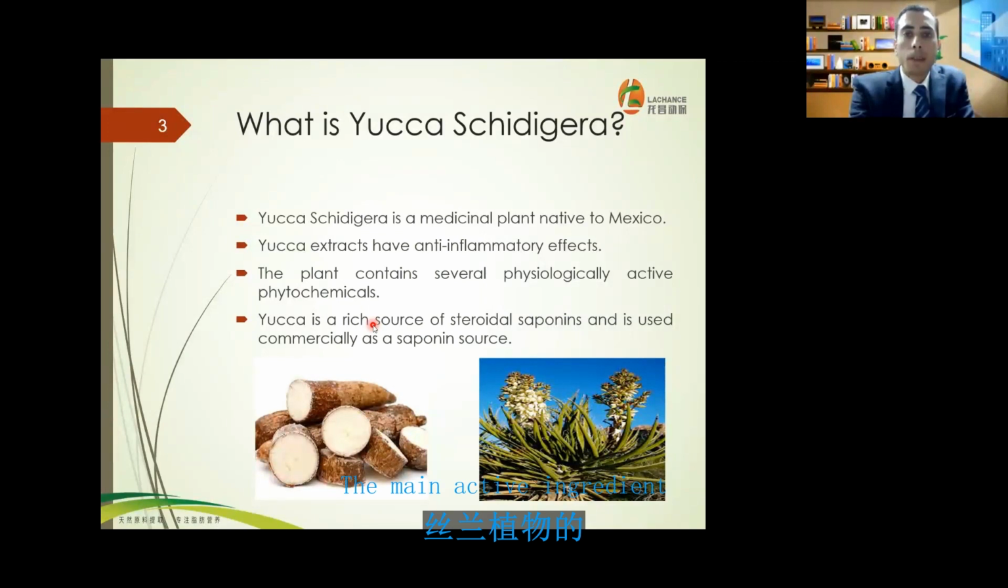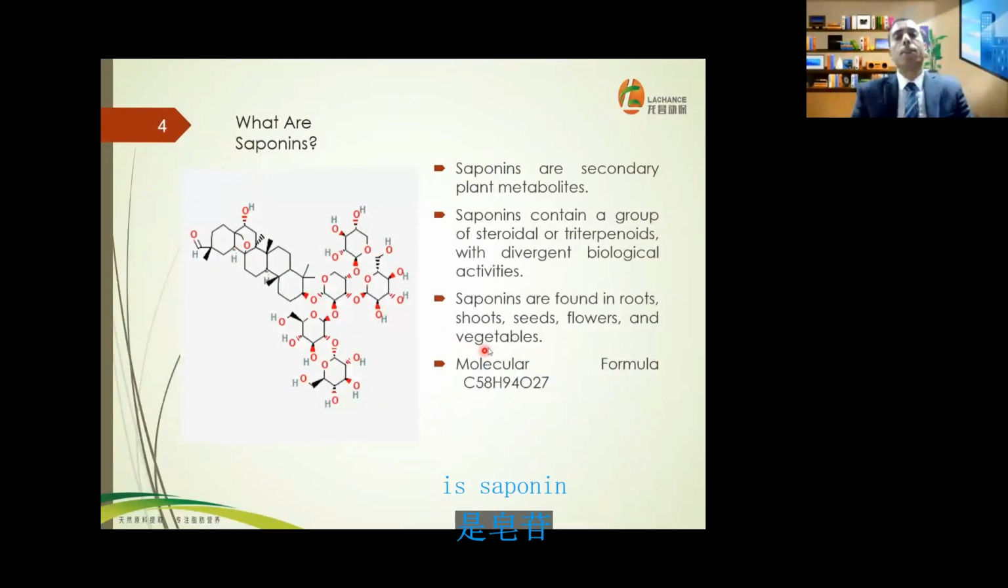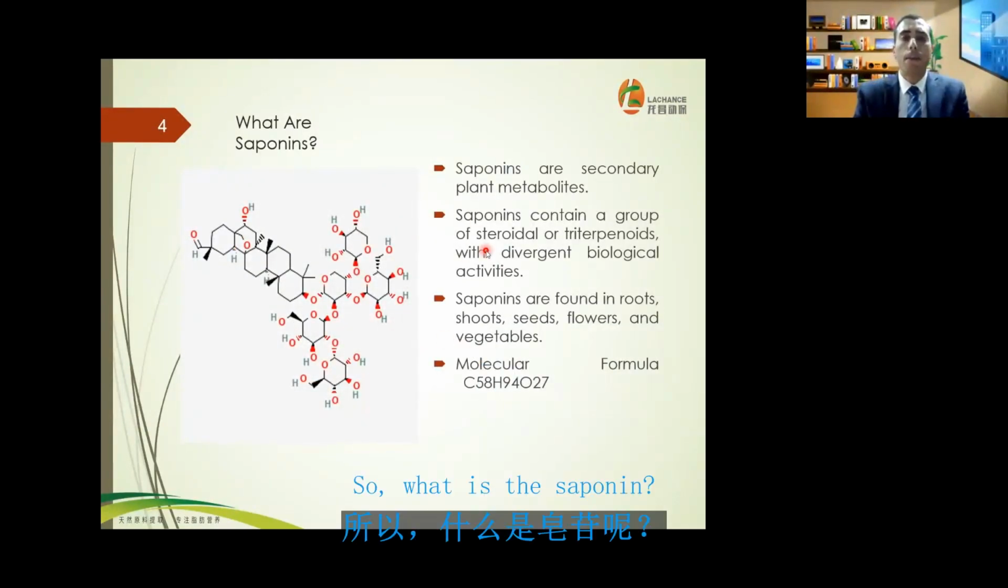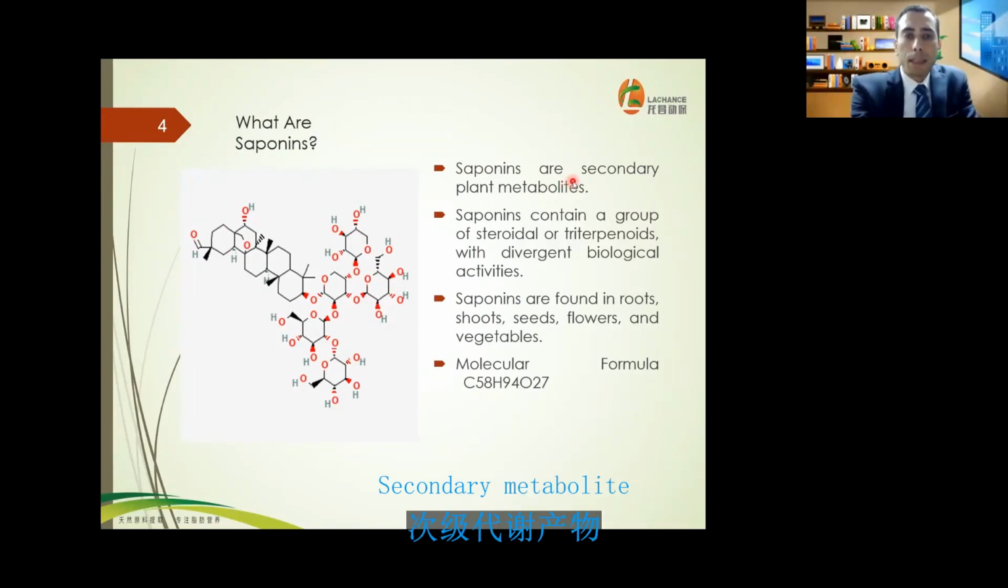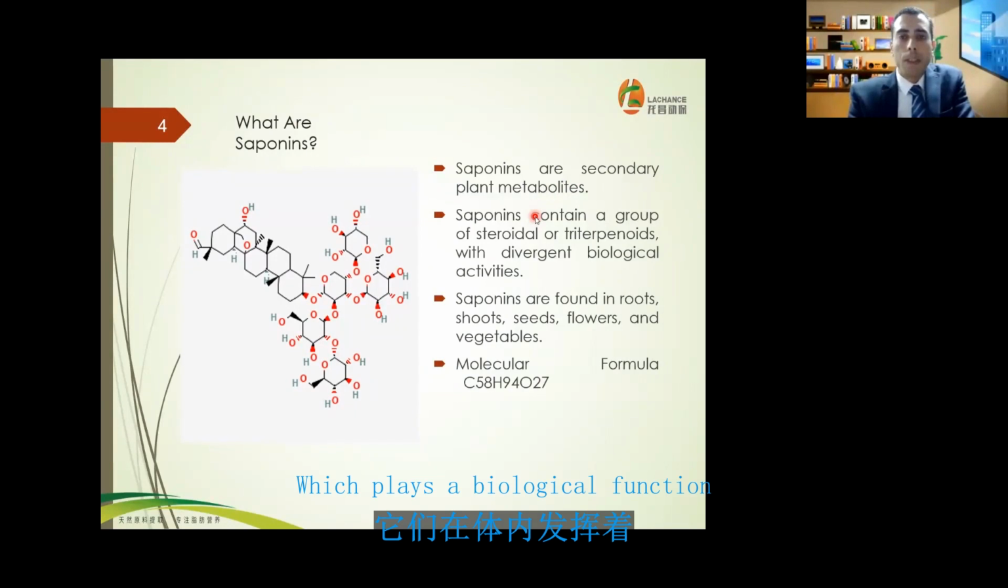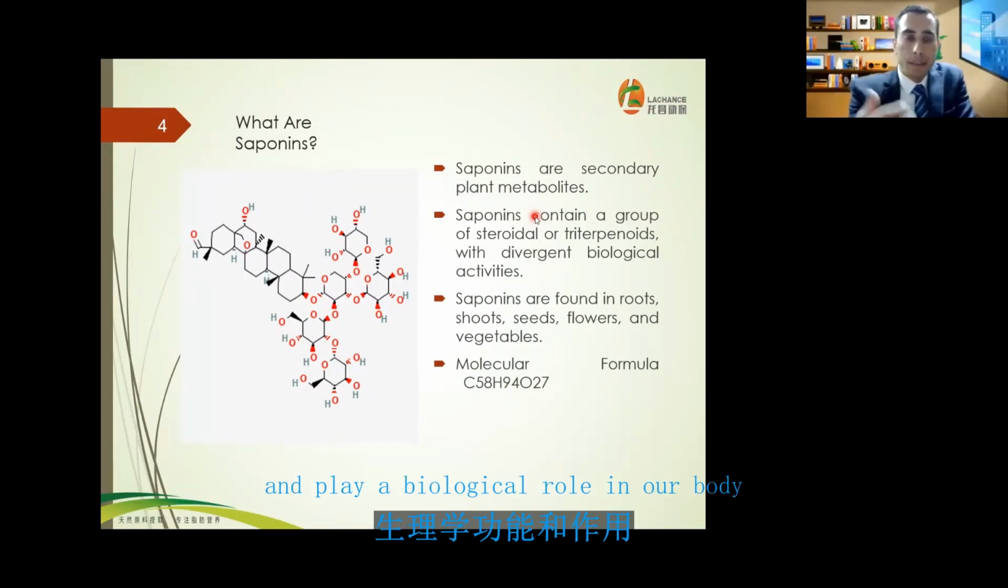The main active ingredient of Yucca Extract is saponin. So what is saponin? Saponin is a secondary plant metabolite. A secondary metabolite contains a steroid group or triterpenoid group, which plays biological functions and biological roles in our body.